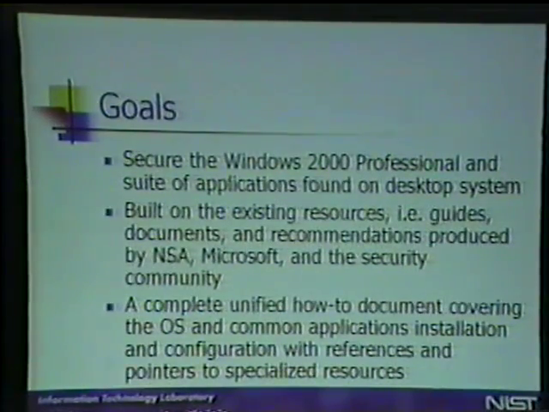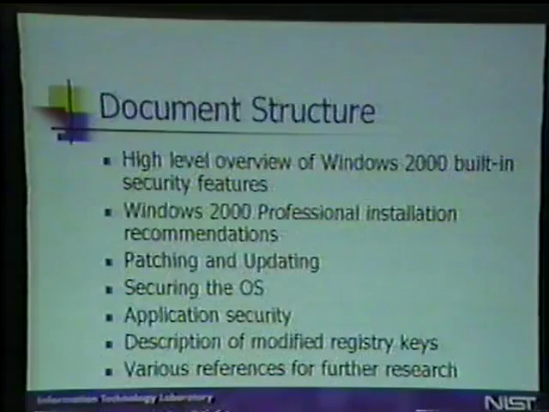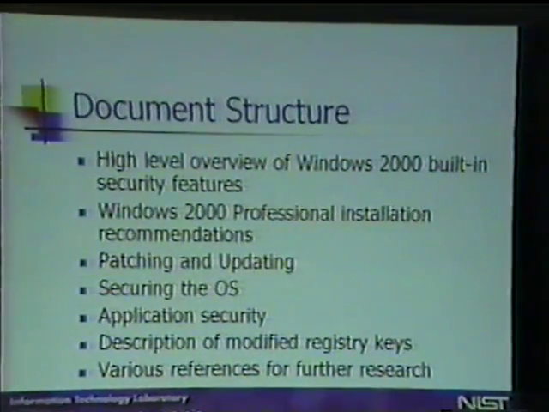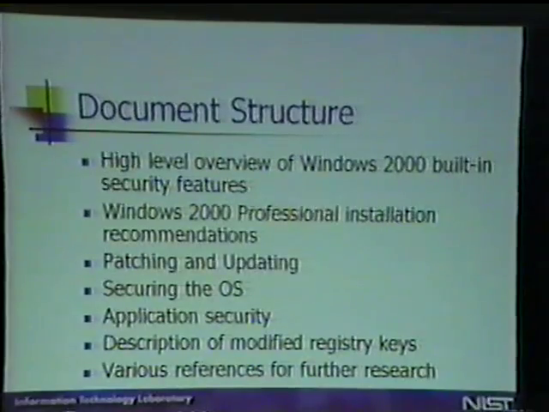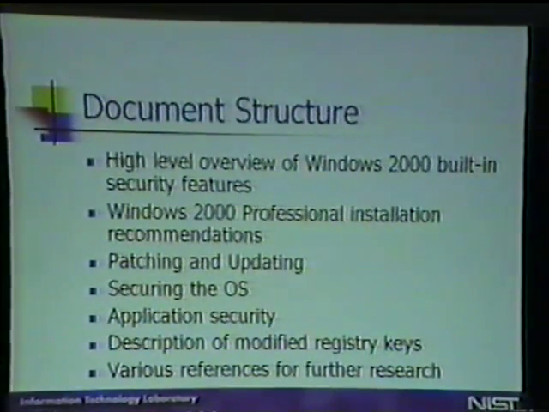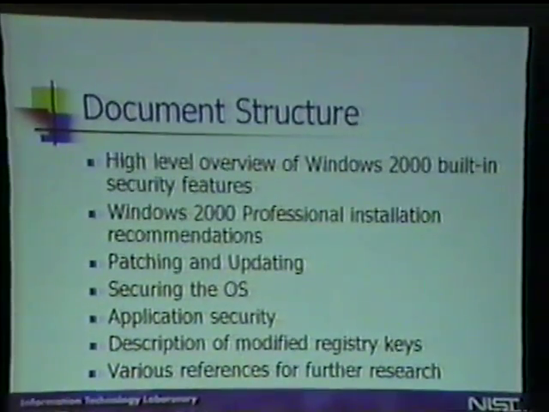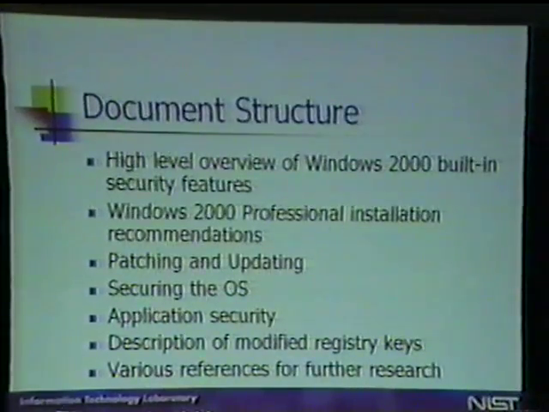Goals of the document: we built on existing resources, and we want a complete unified document. The structure and flow: we do a high-level overview of Windows 2000 built-in features. These features, we basically talk about IPsec, Kerberos, what a domain is, what a standalone workstation is. It's very high level so an early user can come into this and understand something about Windows 2000. We go into installation recommendations from the beginning to end, from formatting your hard drive to patching your system.